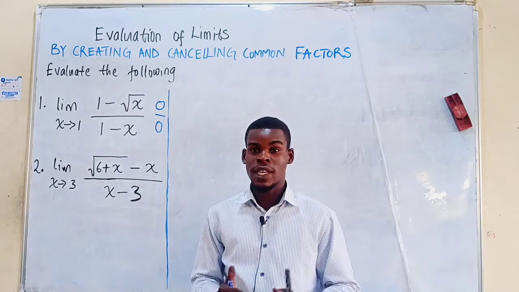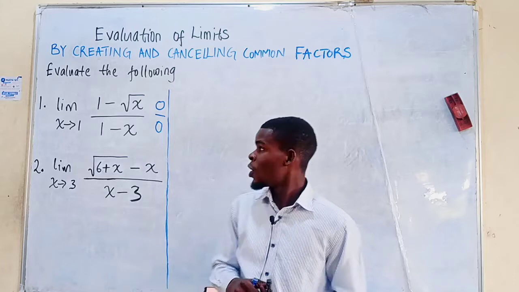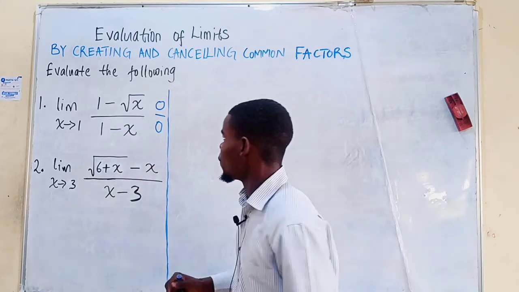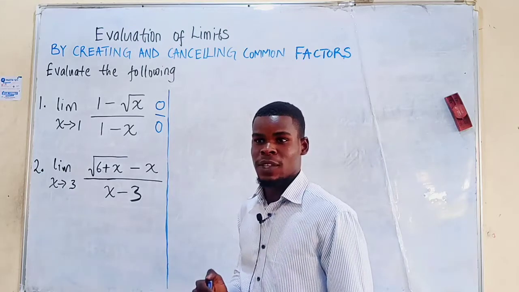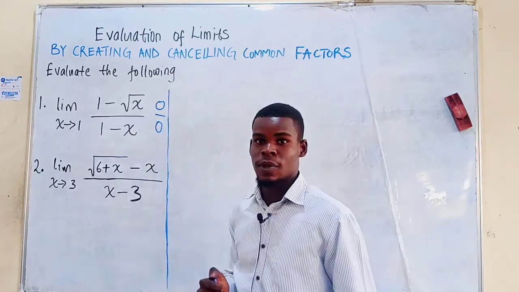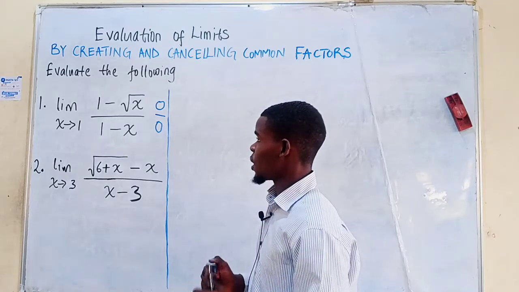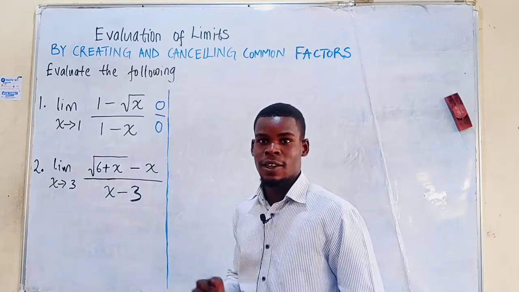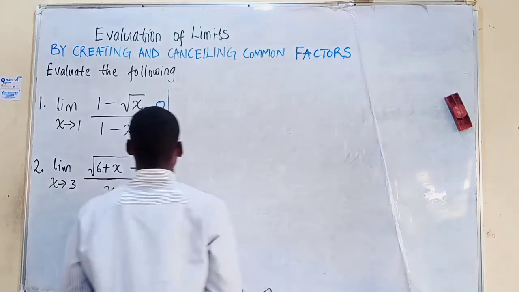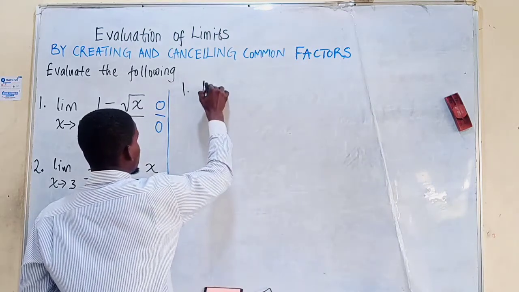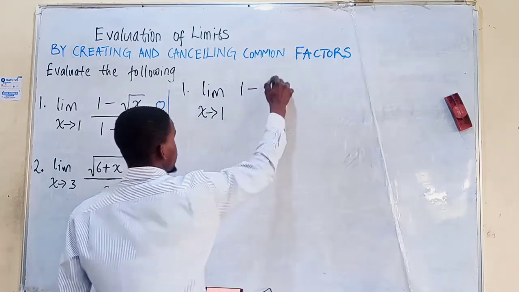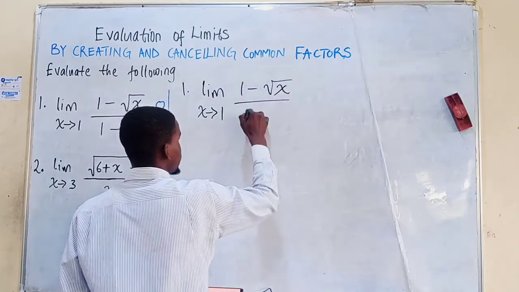So what we need to do here is to try to cancel common factors. But unfortunately, there is no way we would just cancel common factors, given that we didn't even have factors that are common in numerator and denominator. So in such a case, we need to create them first, before we cancel. Alright, so let's see how we will evaluate the first question. So I said limit as x tends to 1 of 1 minus square root of x divided by 1 minus x.